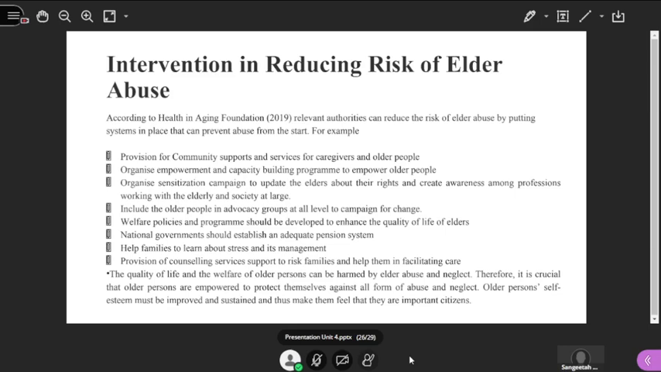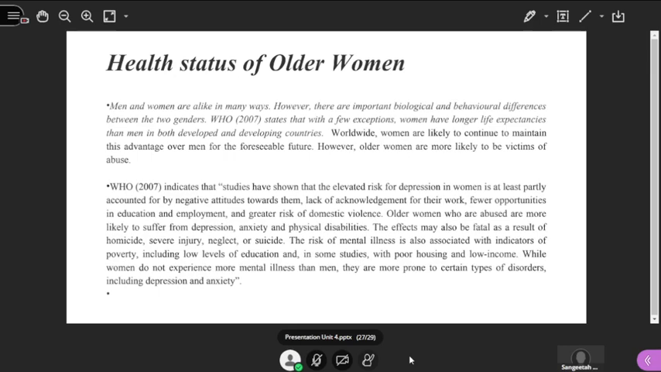The quality of life and the welfare of older persons can be harmed by elderly abuse and neglect. Therefore, it is crucial that older persons are empowered to protect themselves against all forms of abuse and neglect. Older persons' self-esteem must be improved and sustained, thus making them feel that they are important citizens. Okay, because these people have contributed.